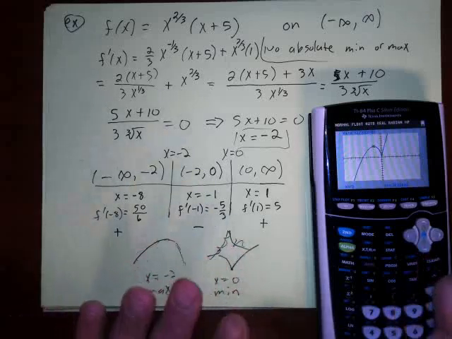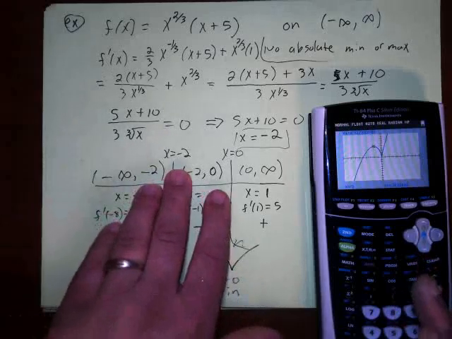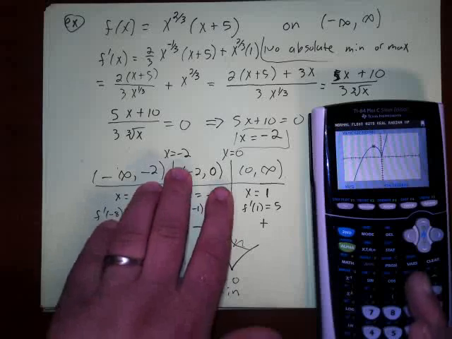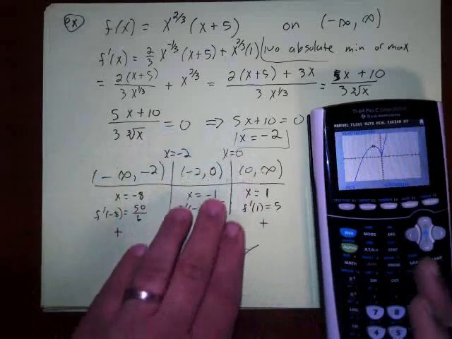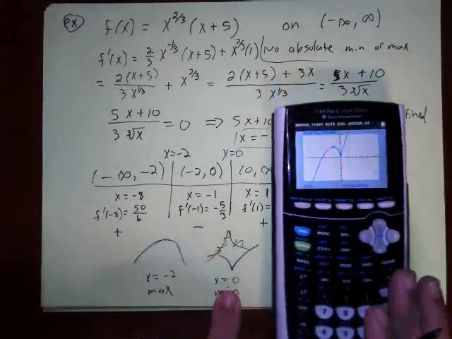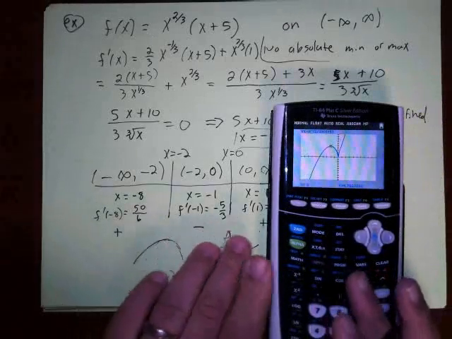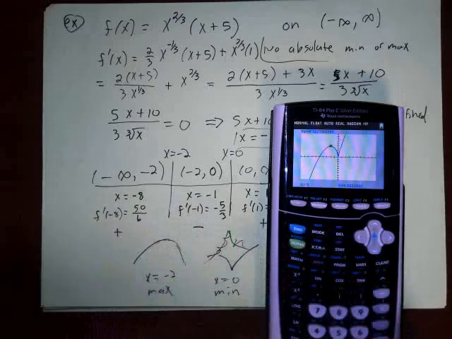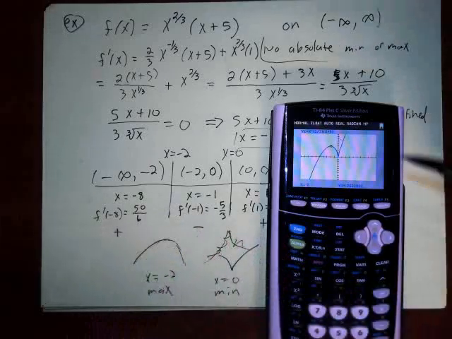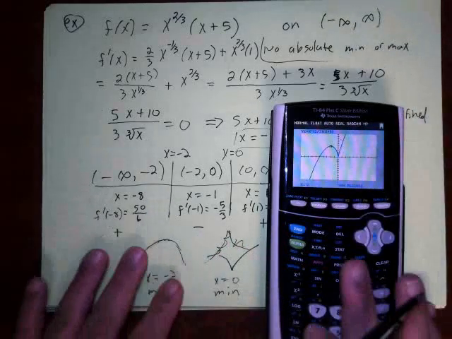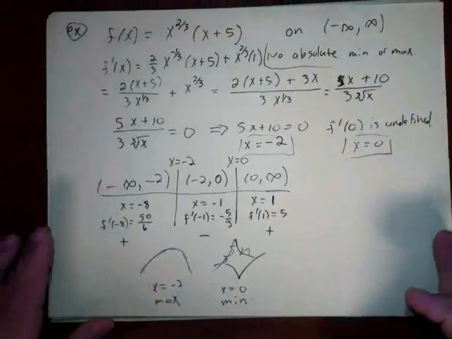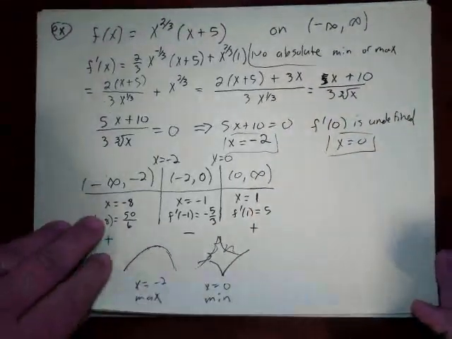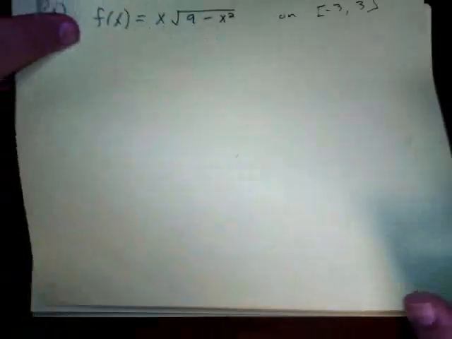But the nice thing is, it doesn't matter whether it's a critical point due to the derivative being 0 or undefined. If the sign goes from negative to positive, it will be a relative min. If it goes from positive to negative, it will be a relative max. And then you can see it goes off to infinity in either direction, so there is no absolute min or max. Okay? So let's do another one.